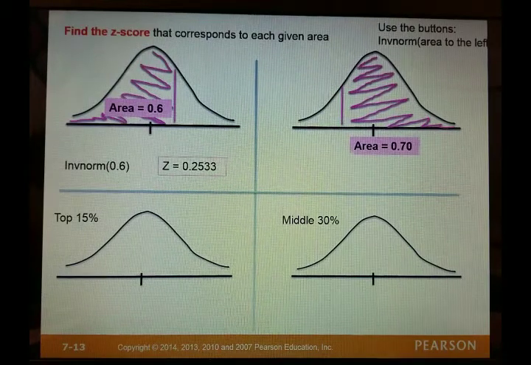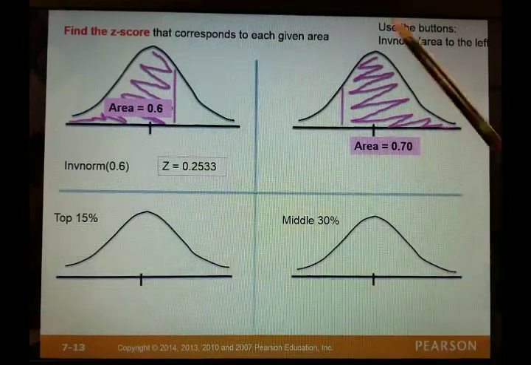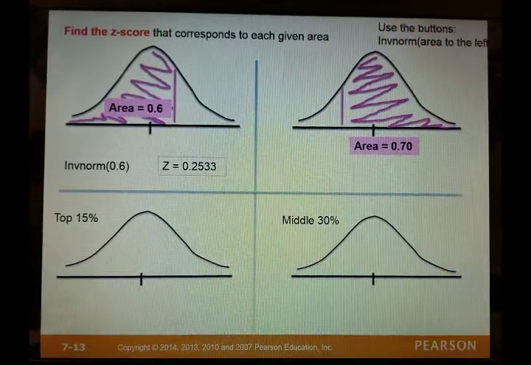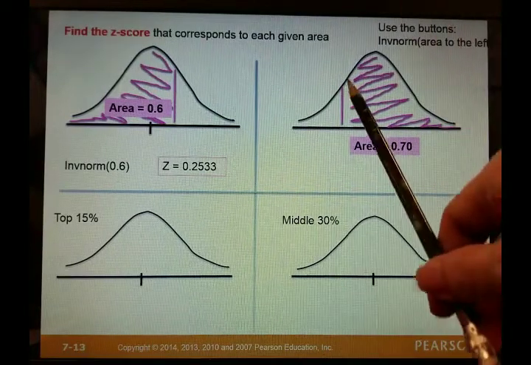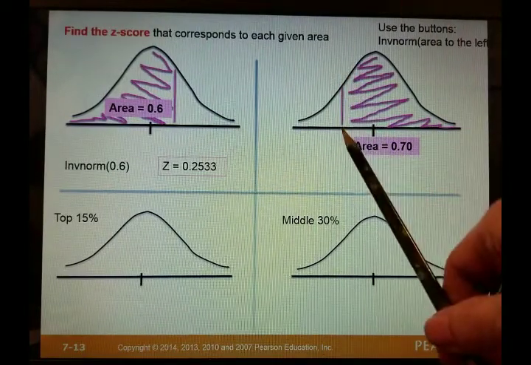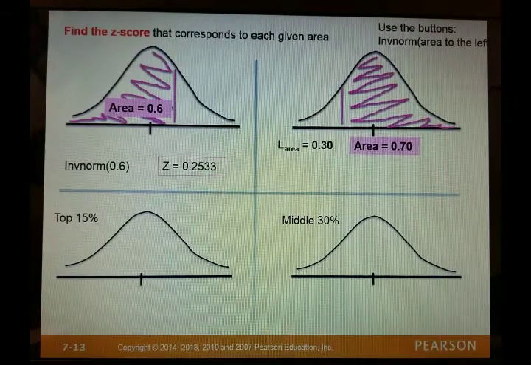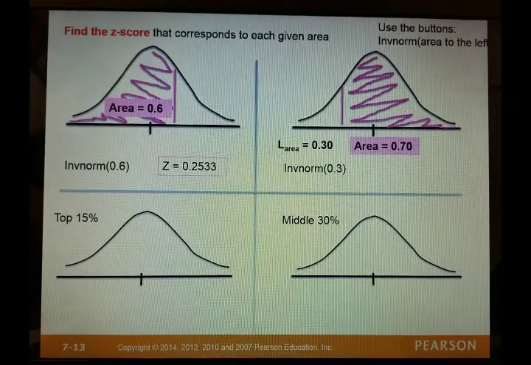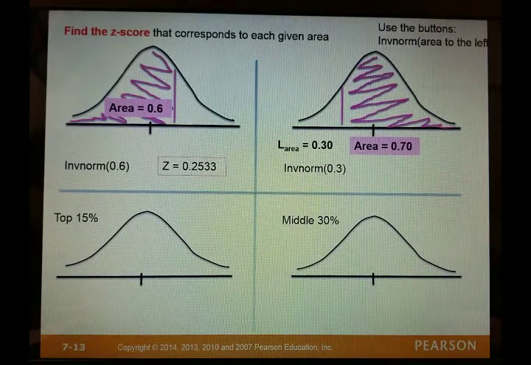This time I know the area to the right is 70% of the whole thing, or it's 7/10, sorry. But my inverse norm will only do the area to the left to give me this z-score right here. So I would have to get the area to the left first, and then do an inverse norm of 3/10. Inverse norm, I'm sorry, is under second distribution, and you'll see it under the normal CDF.